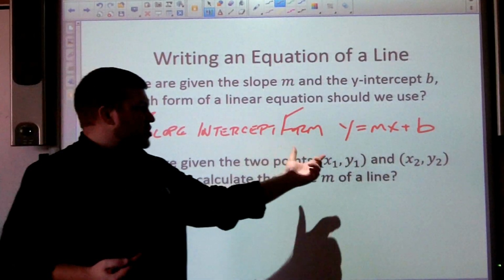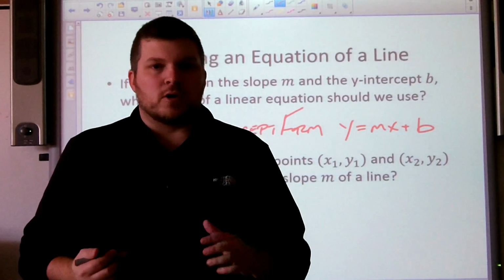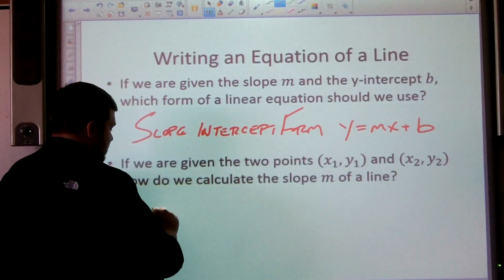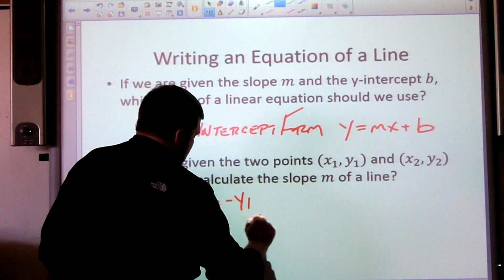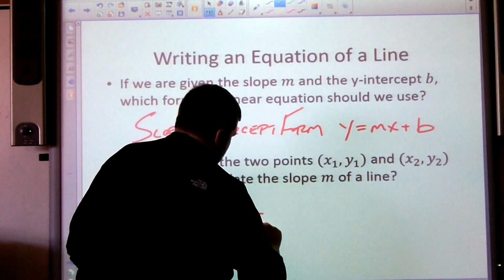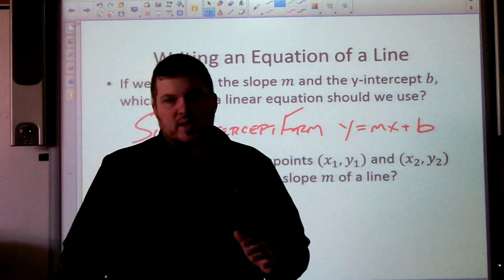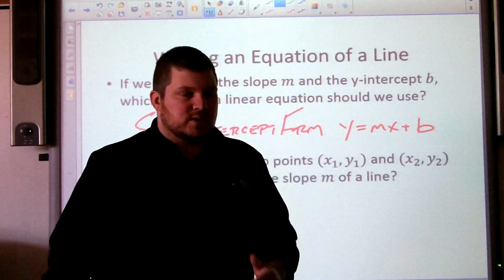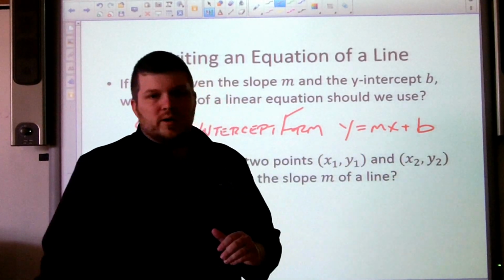If we're given just 2 points, we can still do slope-intercept form, but first we're going to have to find the slope. So how do we calculate the slope? We use the slope formula: y2 minus y1 on top of x2 minus x1. That's all it is. Once we know the slope, we can go back and use either one of these 2 points to find the y-intercept. And then once we have both the slope and the y-intercept, we can use y equals mx plus b.